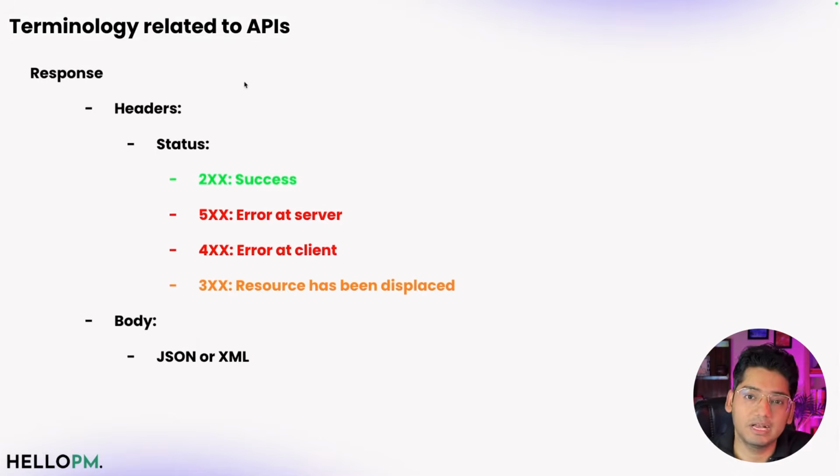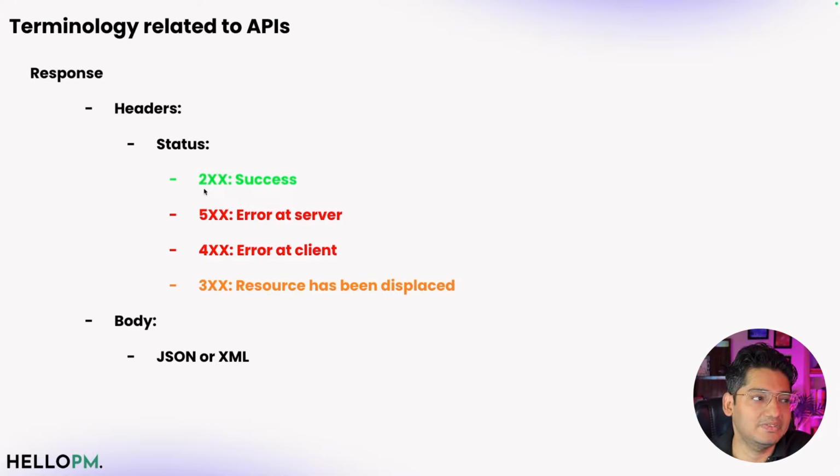And talking about the response, the response also contains 2 parts. First is a header. The header will contain status. Status is what is the status of your response. It will have 4 things. Every time, a status is going to start from a particular number. It could be 200, 201, 203, 204 and all, and it could also start from 5, 4 and 3.